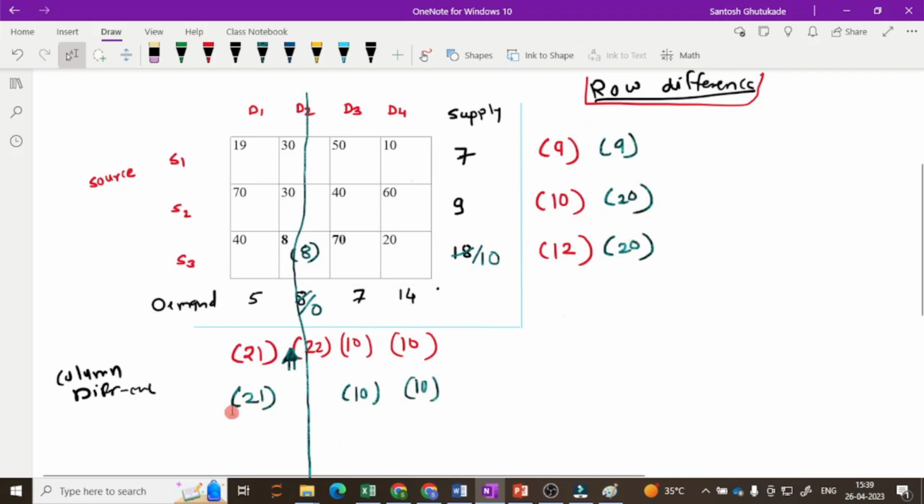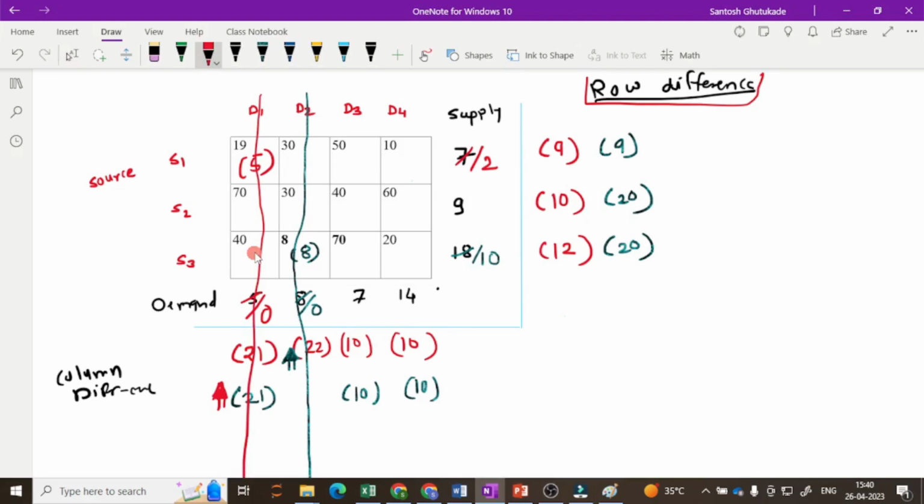Now from all these penalties, 21 is the highest penalty. So we will focus on this 21, and we will give the allocation in this column, column number 1. In this column the costs are 19, 70 and 40. So 19 is the minimum cost where supply is 7 and demand is 5. So we can fulfill the demand of 5. Demand is fulfilled, it is 0, and from 7 we have used 5, so remaining is 2. Now this column becomes 0, so we will cross this column, which means in the next step we cannot calculate the penalty for the first column.